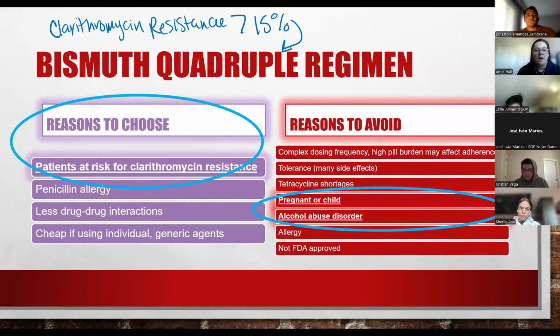All right. We're going to avoid this if patients are going to have a hard time with adherence because there's a high pill burden. There's 4 drugs taken 3 to 4 times a day. That can be really hard to adhere to. I don't know what our status is on tetracycline shortages, but historically we've had issues with tetracycline shortages. We can't use this if it's a pregnant person or a child. Why can't we use this in pregnant patients or children?